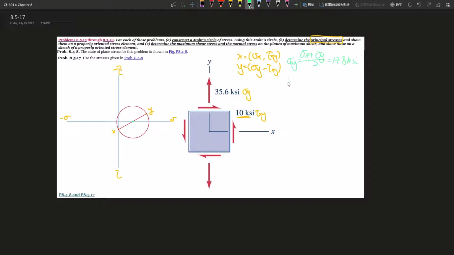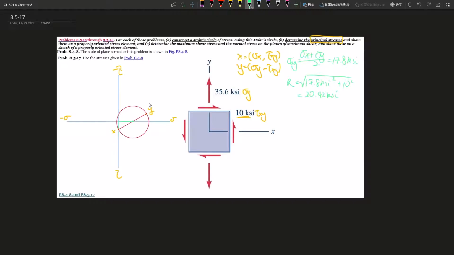Now we have to find what R is. We can just use this triangle over here. So it's 17.8 ksi squared plus, in the tau direction, 10 squared, and the square root of the whole thing, basic trigonometry. This should give you 20.42 ksi, and perfect. So that's how you construct the stress using Mohr's circle.